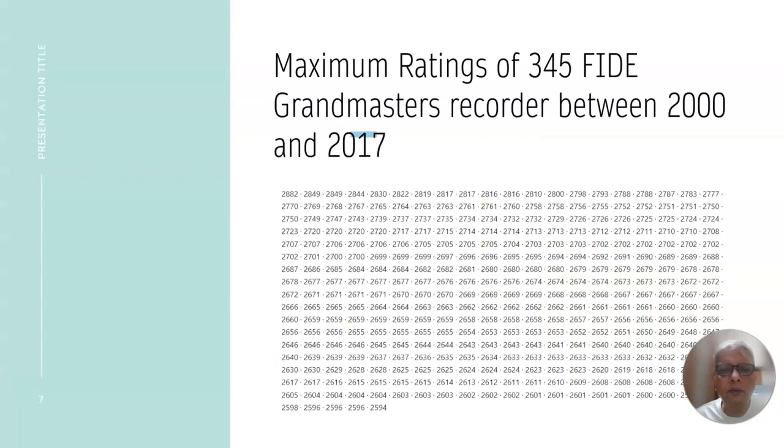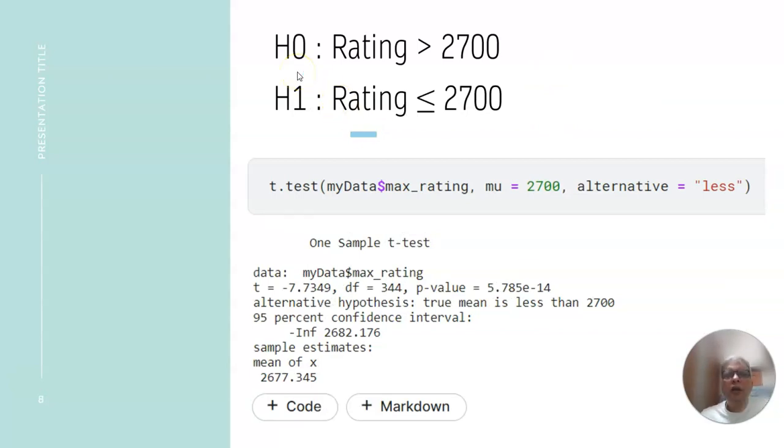Let's do some hands-on. So here is some data: maximum rating of 345 FIDE grandmasters recorded between 2000 and 2017. So there are 345 data points, and I want to test the null hypothesis that the maximum rating is bigger than or equal to 2700 against the alternative that the maximum rating is less than 2700. So in R we just apply the t-test, with mu equal to 2700 as our null hypothesis, against the alternative that the rating is less.